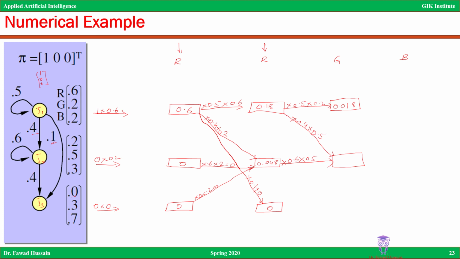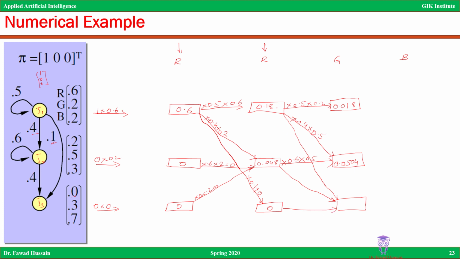So it is 0.18 multiplied by 0.4 multiplied by 0.5 plus 0.048 multiplied by 0.6 multiplied by 0.5, and this is going to give me 0.0504. And for this case I could have come from here or from here or from here.